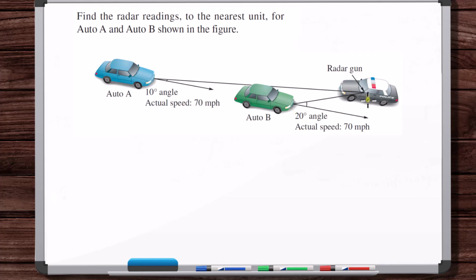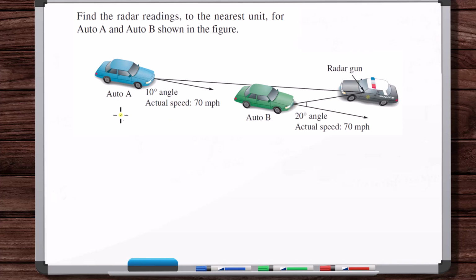What they're saying is that you have a radar gun here, and there's what's called a cosine effect, where the reading the radar gun shows is a little bit less than the actual speed of the vehicle because of this cosine effect. And you can calculate the radar gun reading by multiplying the actual speed of the vehicle by the cosine of the angle between the line of action of the radar gun and the line of the vehicle.